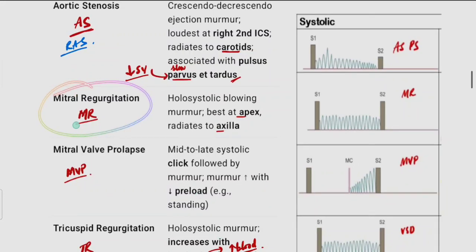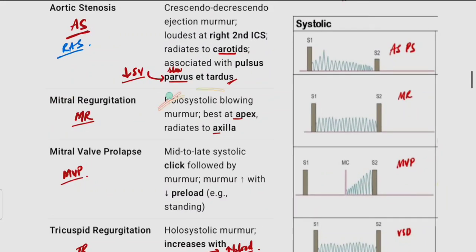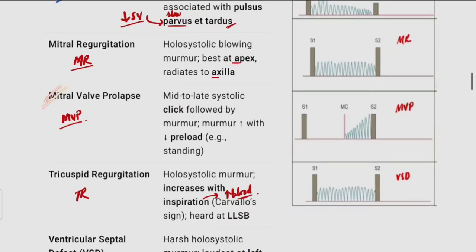Mitral regurgitation, we remember like Mr. With MR we remember he is a holosystolic blowing murmur, like the turkey Mr. Holosystolic, not leaving anyone. Best at the apex, radiates to the axilla. Next you have mitral valve prolapse.